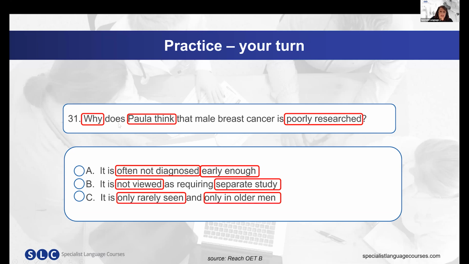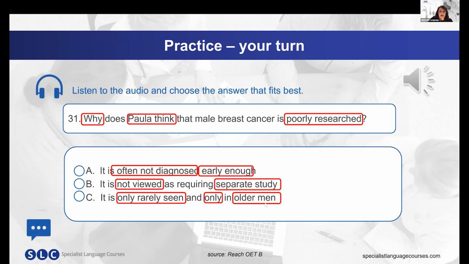Or is it C? Does she think it's poorly researched because of the group that it affects? So according to this, it doesn't occur very often, and it only occurs in older men. And is this the reason why it's poorly researched? So let's listen and find out.